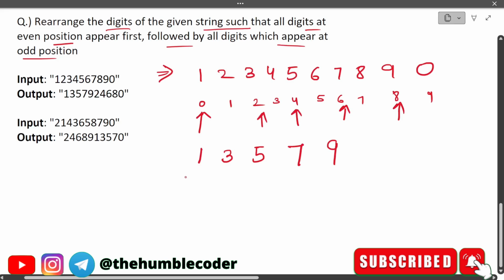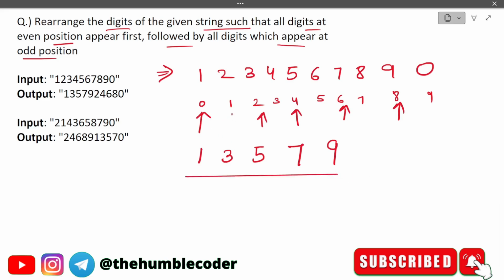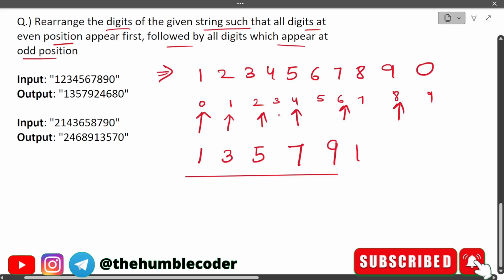So all these even position ones should come first, and then the remaining ones should be those which are at odd positions. So what is the first one in the odd position? 1, then 3. Sorry, not 1, but we have to take the value. So don't take the indexes, we have to take the values. So 3 is the next index, for that the value is 4, and next is this one, 6, and then 8, and then 0. Okay, so hope you have understood it. So this is the output that we want.